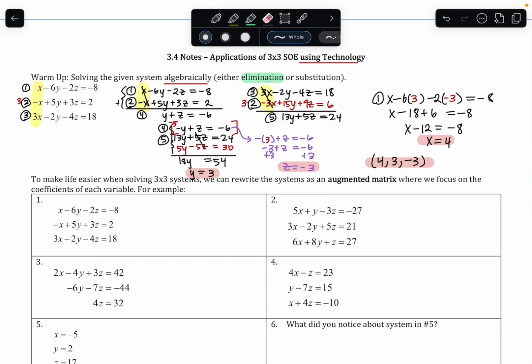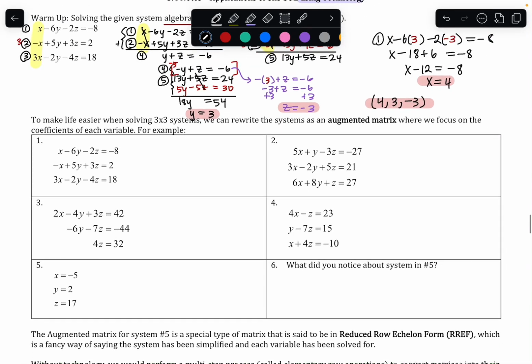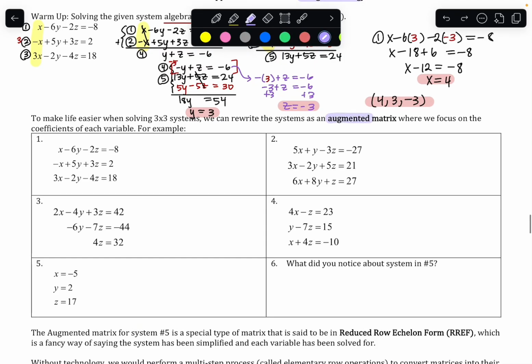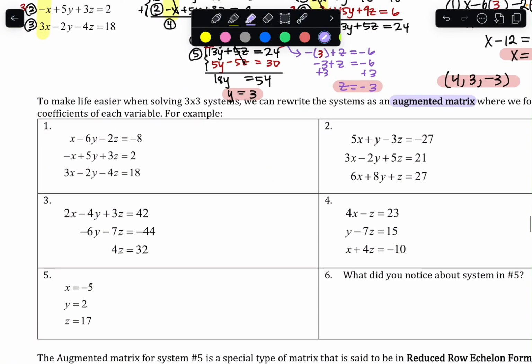All right, in this lesson, we are going to solve 3x3 systems using technology. Okay, and so for us, that means a TI-84 calculator. And so when we are using the calculator, we have to use what is called an augmented matrix. And in this case, we just focus on the coefficients.